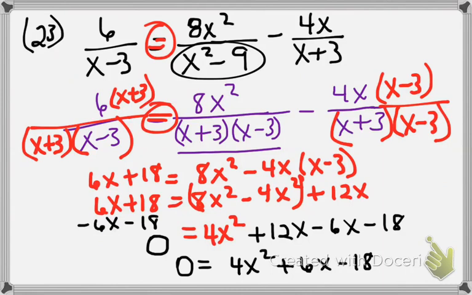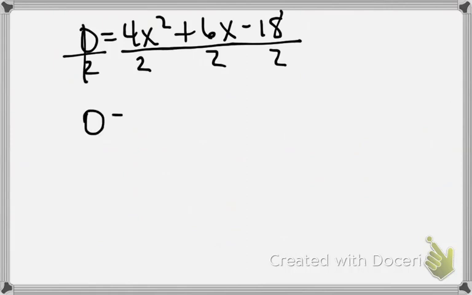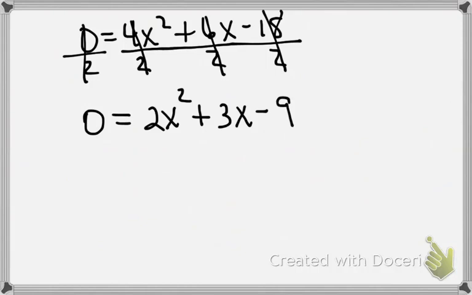So let's see, I'm going to go to the next slide. Okay, so we have 0 equals 4x squared plus 6x minus 18. And one little trick that I like to do, if you notice 4 and 6 and 18 are all divisible by 2. So if we divide everything by 2, we get 0 divided by 2 is 0. 4 divided by 2 is 2x squared. 6 divided by 2 is 3x. 18 divided by 2 is 9. Now it didn't do a whole lot, but it did make a little bit simpler problem.